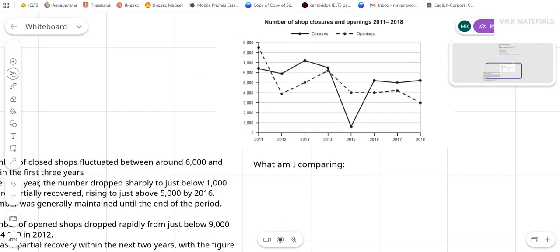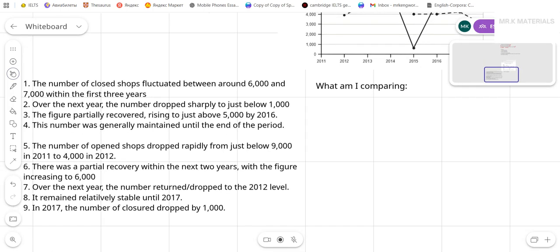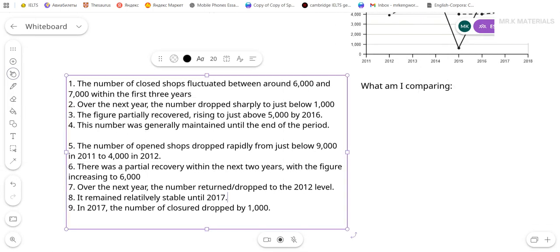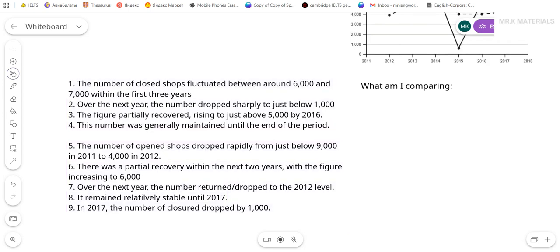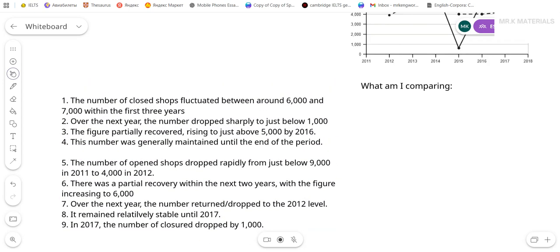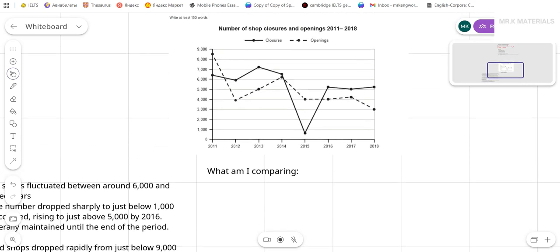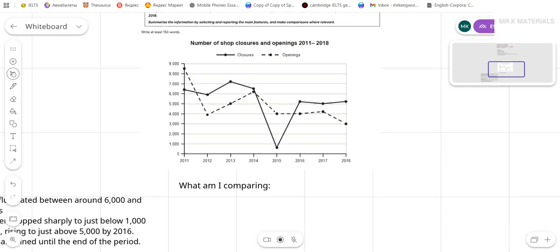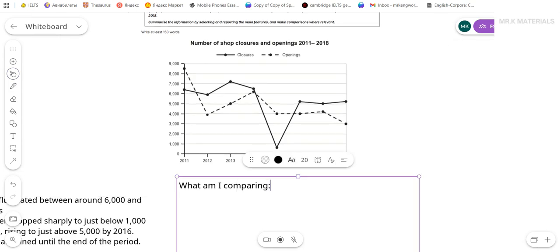Alright, fellas, let's go ahead. We're working with this graph. I already have my key features. This was our first step, and you should already have your own key features. Our comparisons will directly depend on the key features we selected. We will be working directly with every single key feature. Before we start, you have to understand the graph. You have to understand exactly what you are comparing.